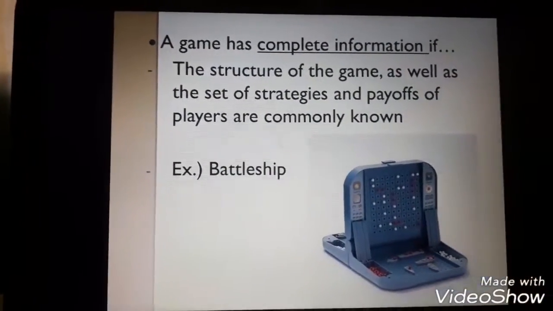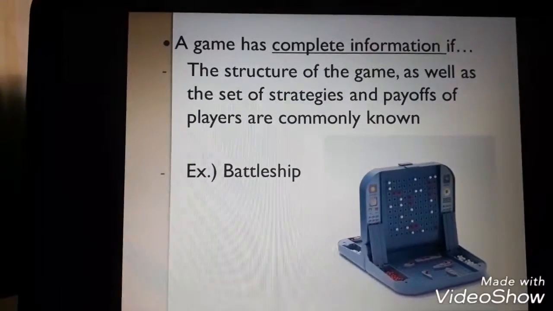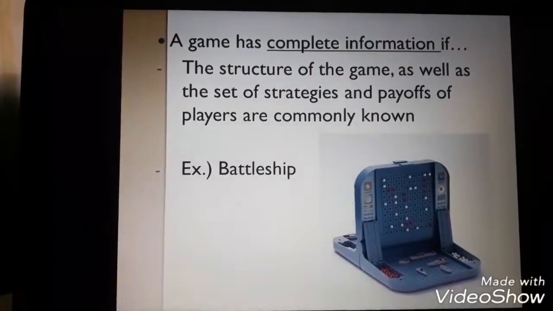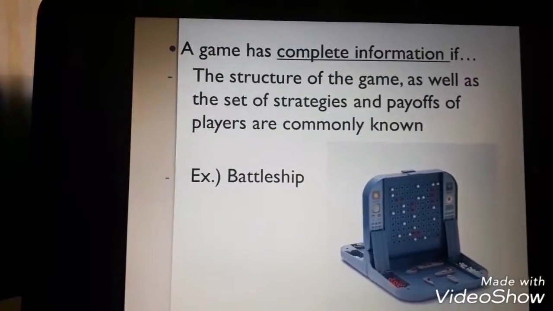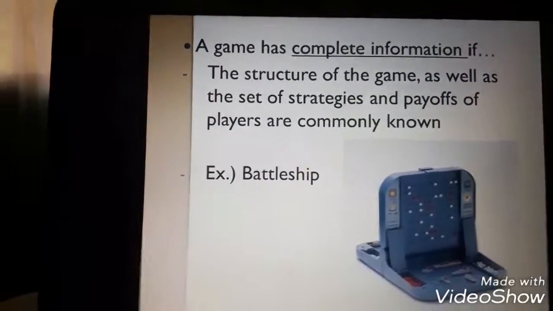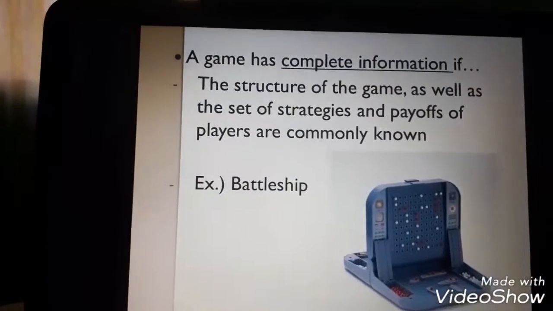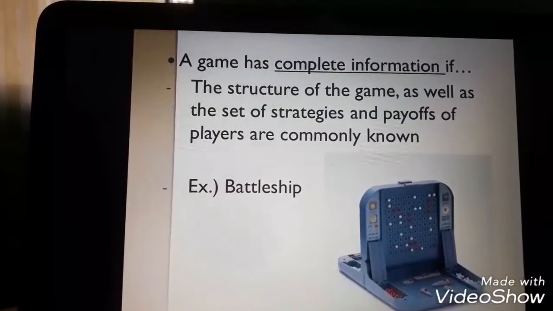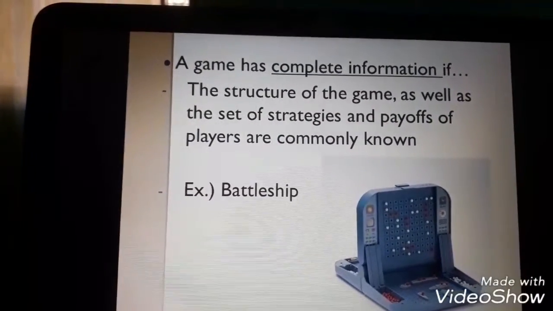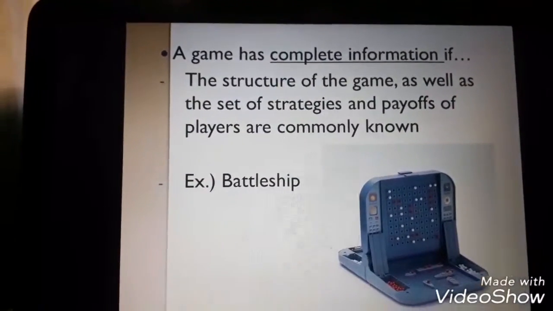For example, in a game of Battleship, this is a game of complete information because all players know the rules and outcomes of the game. However, the first player, for example, does not know where the second player placed their battleships and vice versa.